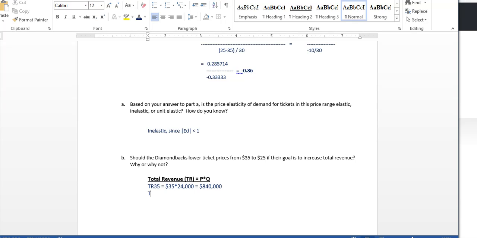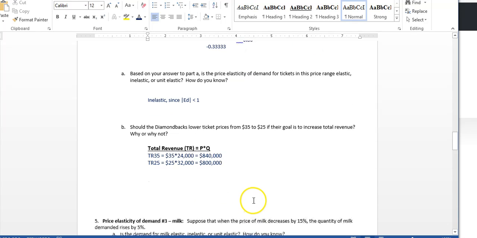That would give us total revenue of $840,000. Now, when we lower the price to $25, we're going to take, again, price times quantity, 25 times the quantity of 32,000. And our revenue is only 800,000. So again, you can see we did the math to back up our answer. That's because demand is inelastic. Demand's inelastic, we lower price, the percent drop in price is bigger than the percent increase in quantity. Therefore, total revenue goes down when we drop the price.